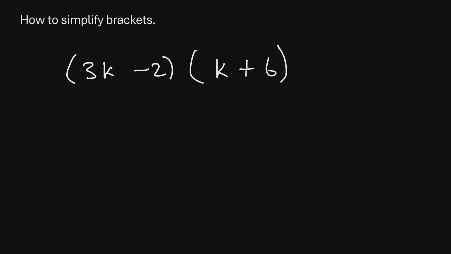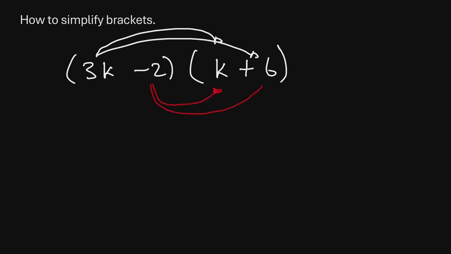Let us look at another example where we have two binomials. You must be careful with the signs. If we have 3k minus 2 multiplied with k plus 6, whatever is on this side of the bracket will multiply with everything on the other side. So 3k will multiply with k, and 3k will multiply with 6. Then negative 2 will multiply with k, and negative 2 will multiply with 6. You must be careful that this value here is negative 2, and take the sign into consideration.